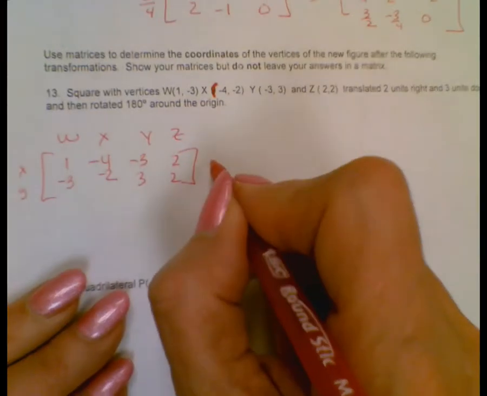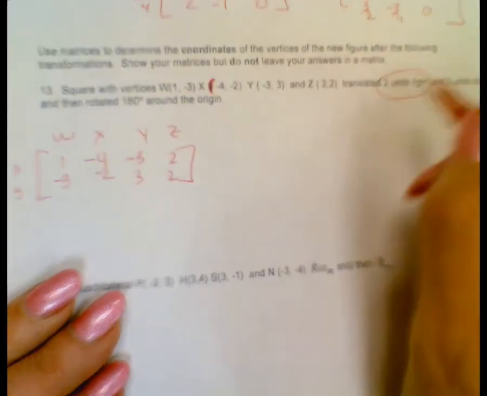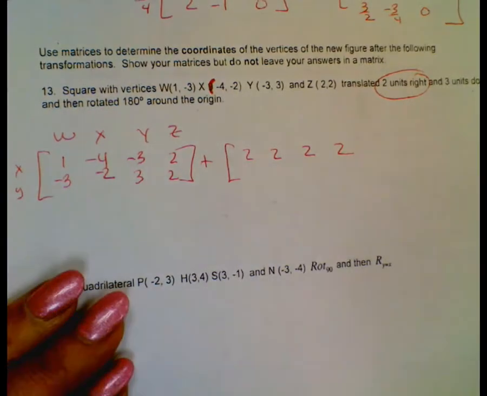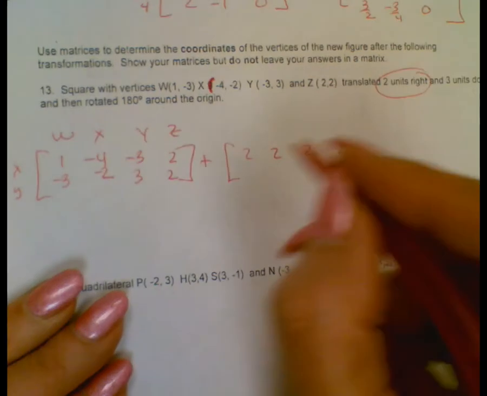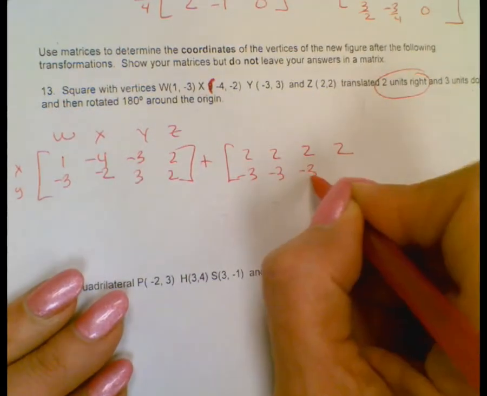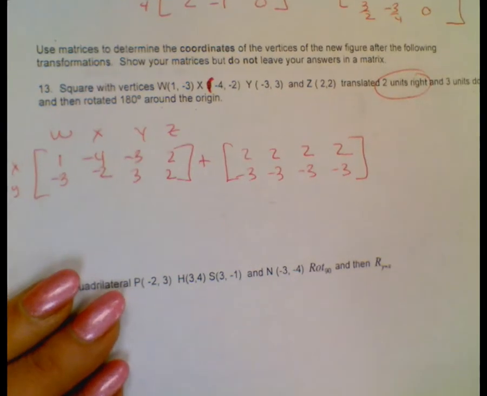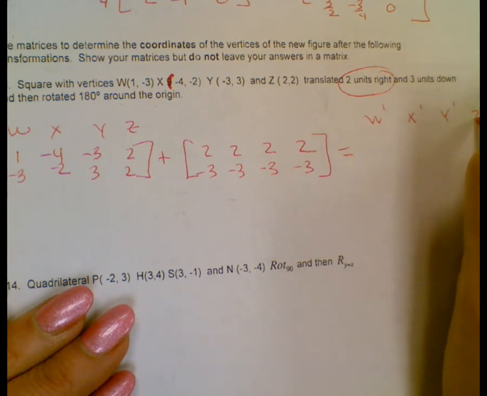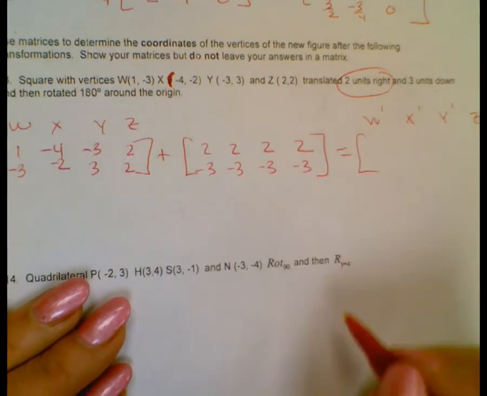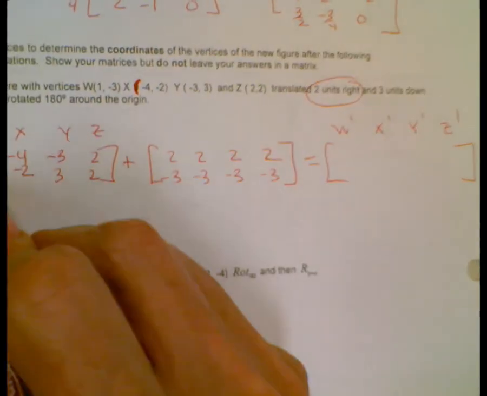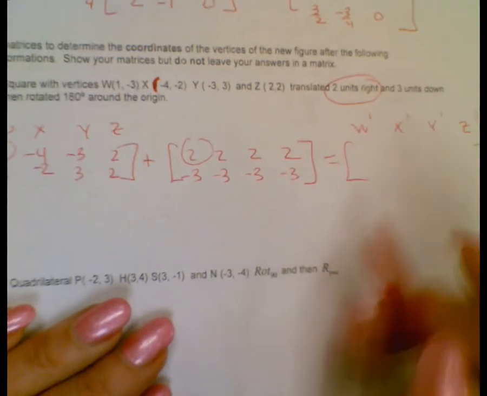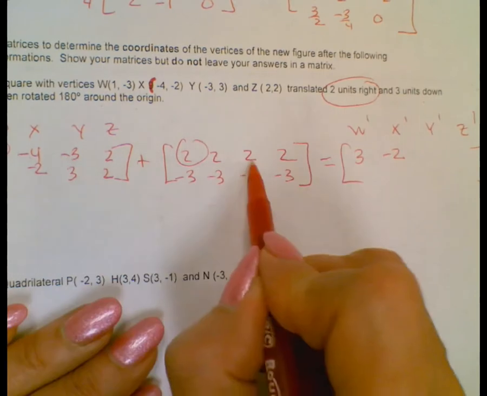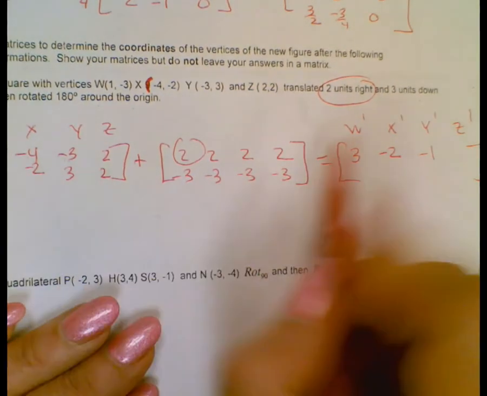Now you're going to translate this 2 to the right. When you translate something 2 to the right, you add 2 to everything in the X. And then you're going to go 3 down. To go 3 down, we're going to subtract 3 from all the Y coordinates. So W prime, X prime, Y prime, and Z prime will have new ordered pairs. The new ordered pairs are 1 plus 2 is 3. Negative 4 plus 2 is negative 2. Negative 3 plus 2 is negative 1. 2 plus 2 is 4.